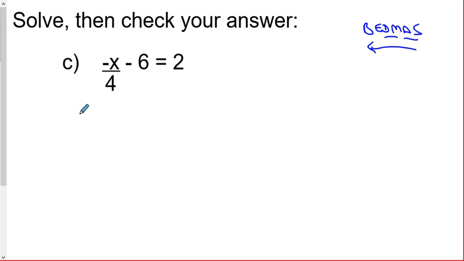All right, so let's undo addition and subtraction first. Well, I've got this -6 subtracting from the x. I want to undo my subtraction by adding 6 to both sides to get rid of that. And I know that I need to do addition and subtraction first. I need to undo it first. So what am I left with?